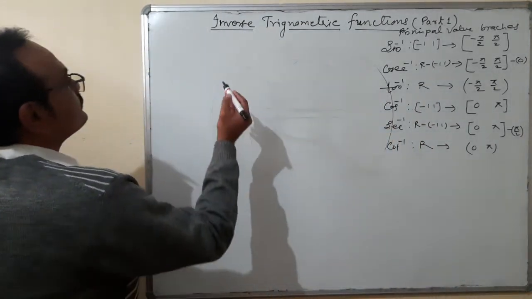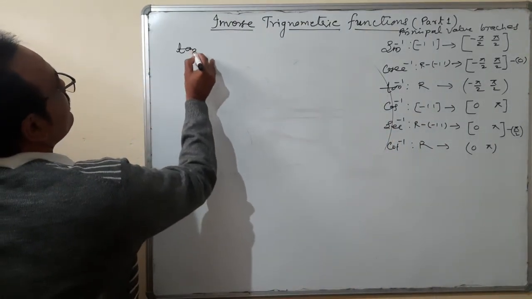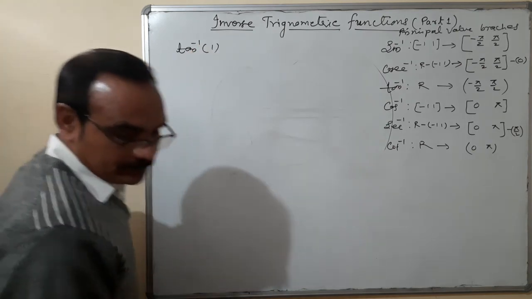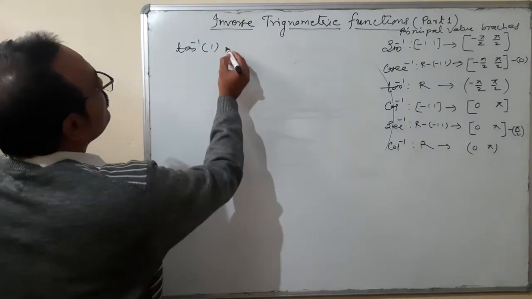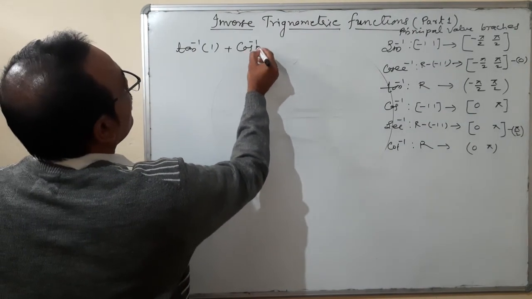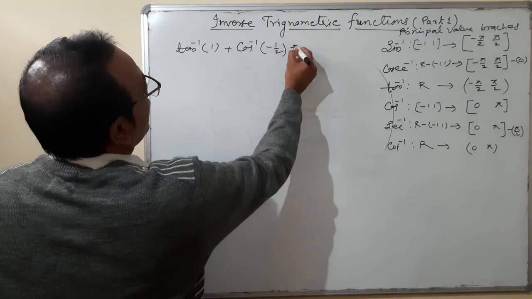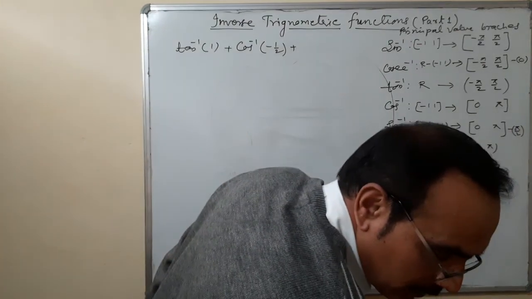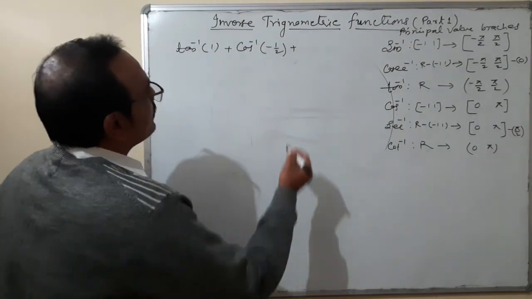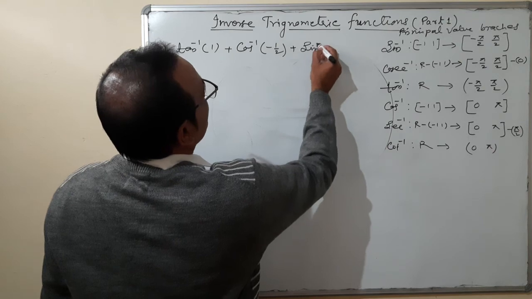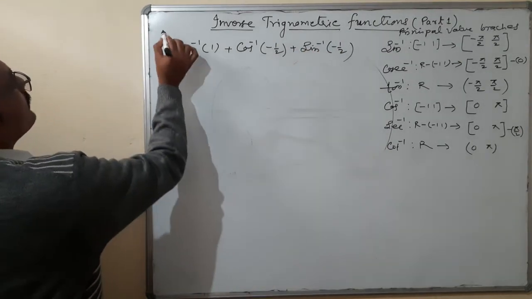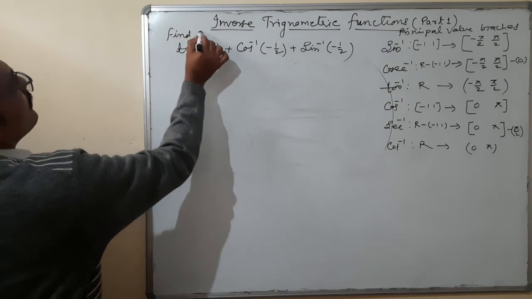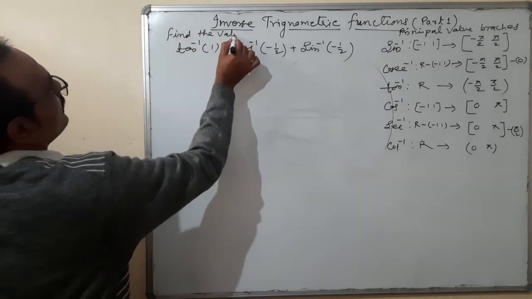tan inverse 1 plus cos inverse minus 1 by 2 and plus the last one is sine inverse minus 1 by 2. We are going to find the value.